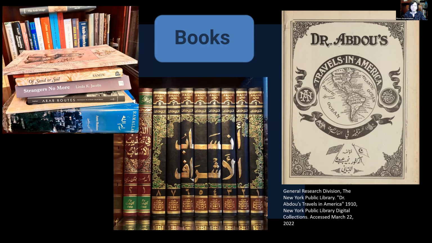And then I loved this one, Dr. Abdu's Travel in America. It's an old directory from, I believe, the early 1900s. I had this one from the New York Public Library, but I believe they have a copy of it at the Arab American Museum. So that's a place I'll talk about in a second. But books, again, you don't count out books. I know we always look for the internet, but do not count out books.